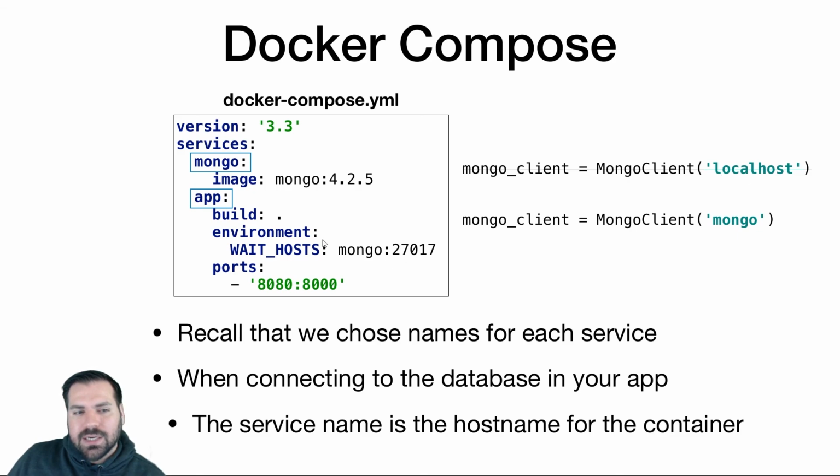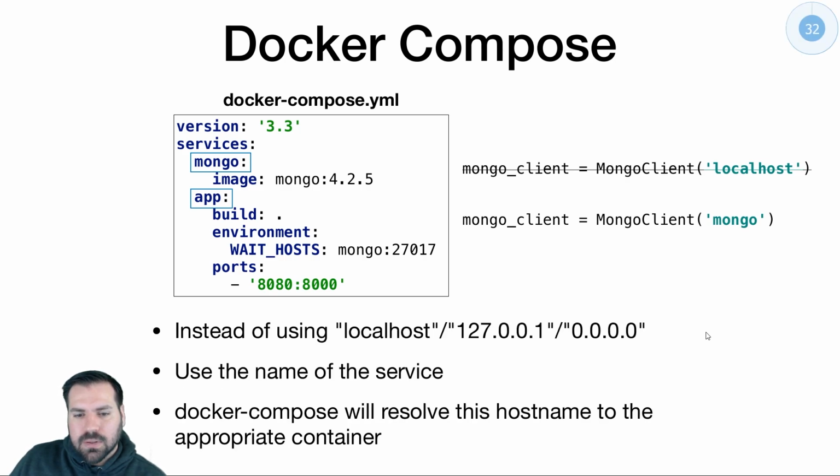And then when you connect to your database, Docker Compose is going to set up a network for you with its own DNS. So instead of connecting to localhost for your database, you're going to connect to whatever you named it in the Docker file. So now Mongo is the host name, not localhost, once you set up your Docker Compose.